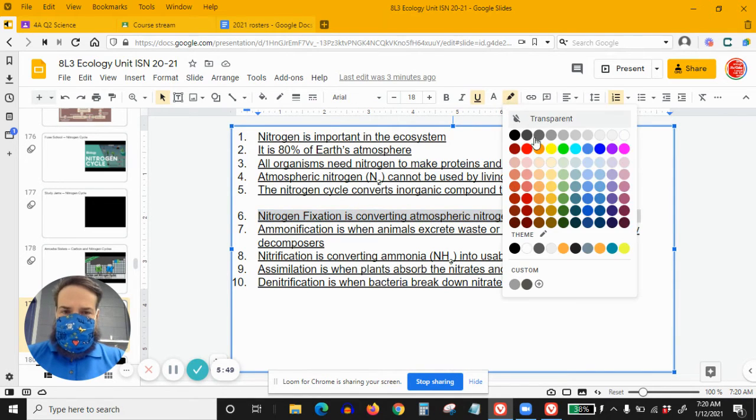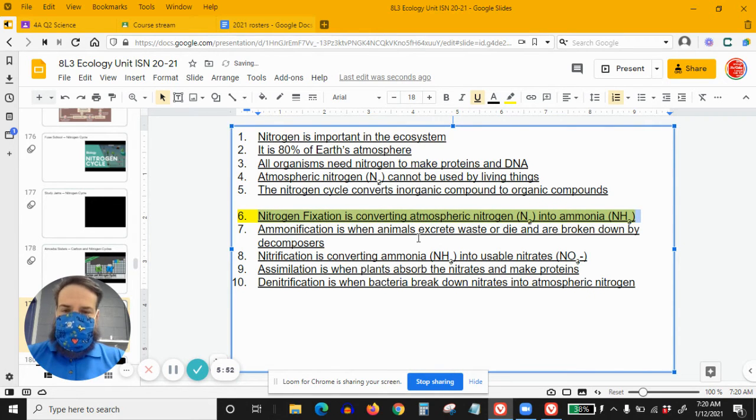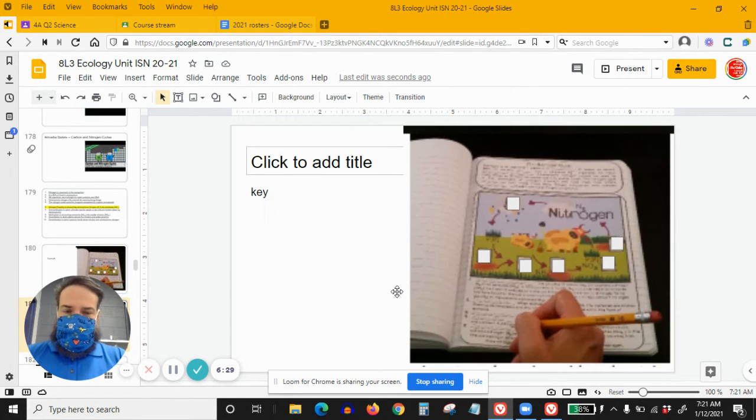This one might be useful. Nitrogen fixation is converting atmospheric nitrogen into ammonia. Ammonification is when animals excrete waste or die and are broken down by decomposers. Nitrification is converting ammonia, NH3, that means 1 nitrogen and 3 hydrogens, into usable nitrates, NO3, which means 1 nitrogen, 3 oxygens. Assimilation is when plants absorb nitrates and make proteins. Denitrification is when bacteria break down nitrates into atmospheric nitrogen. All right.